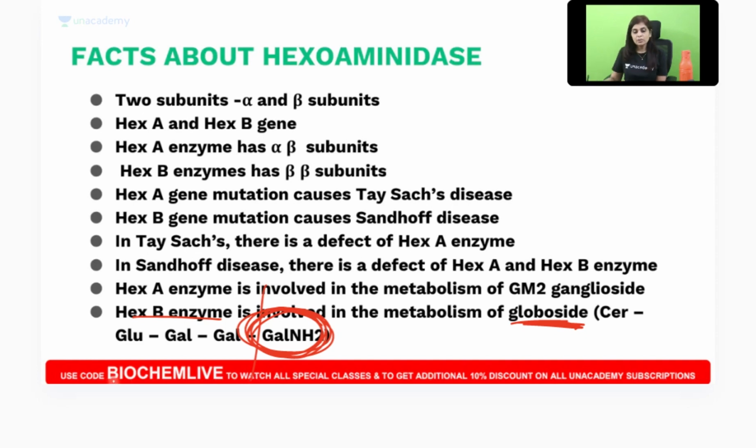So tell me about Sandhoff. In Sandhoff, what will accumulate? In Sandhoff, there is a defect of both hexosaminidase A enzyme and B enzyme. So there will be accumulation of both ganglioside and globoside. Do you all understand this? There will be accumulation of both ganglioside and globoside. So what is the carry home message here?